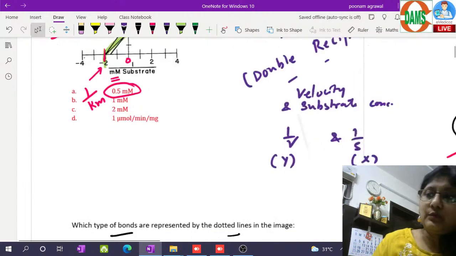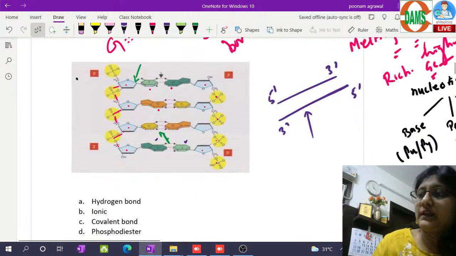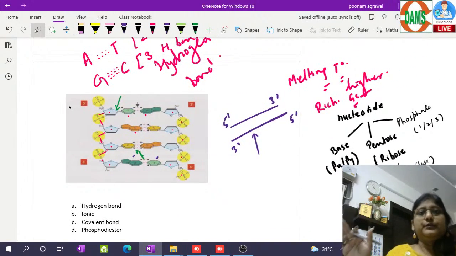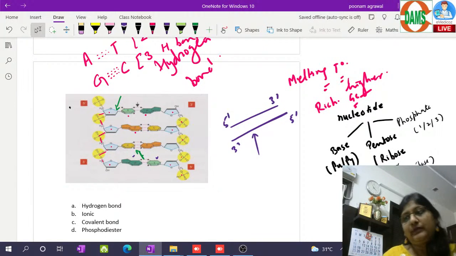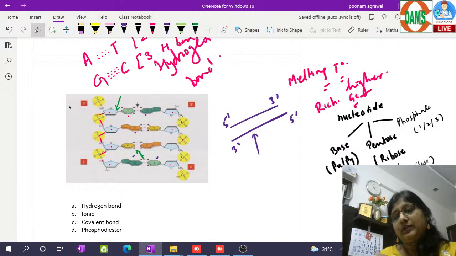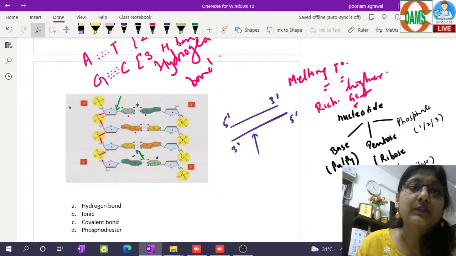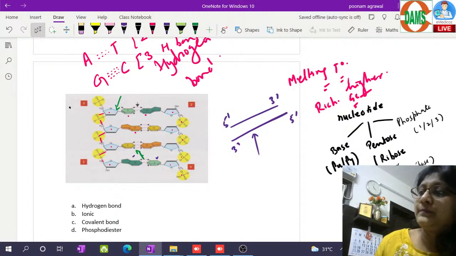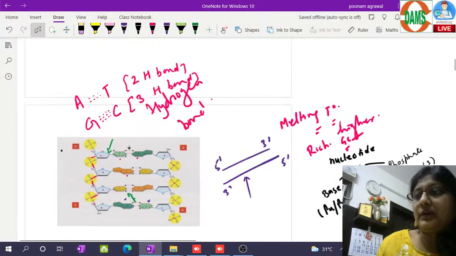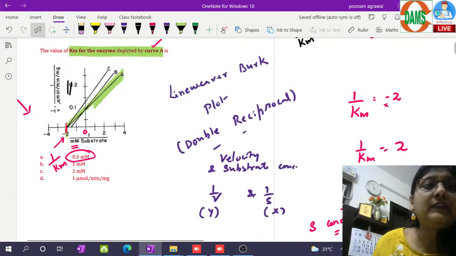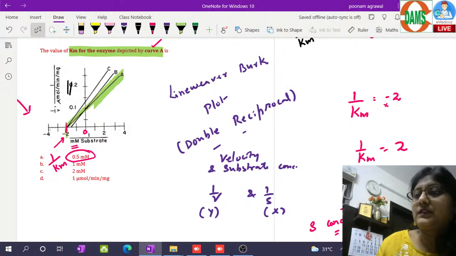Right, so I just hope that you'll be comfortable with this kind of bond question later, and with how the nucleotides are formed, how the polynucleotides are formed, how two chains of polynucleotides interact, what the concept of melting point is, and which section of the DNA will show the higher melting point. Of course, it is going to be the GC-rich portion which shows the higher melting point.